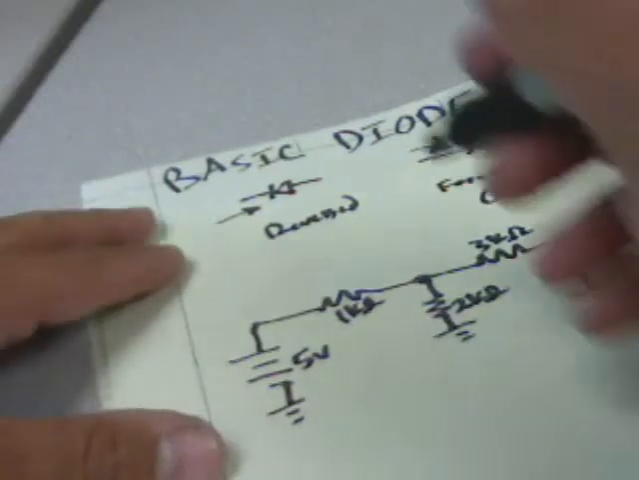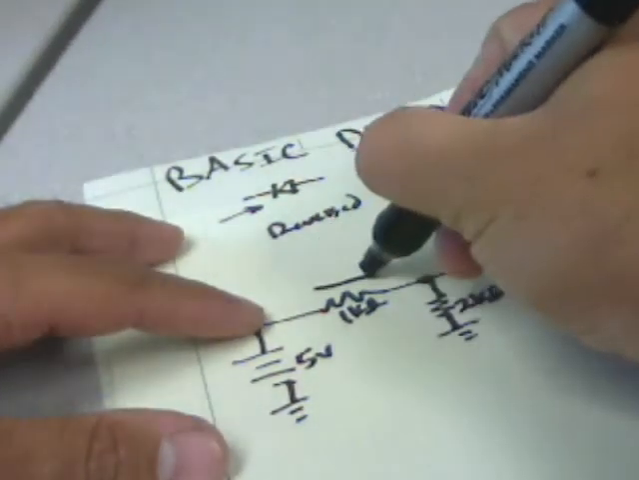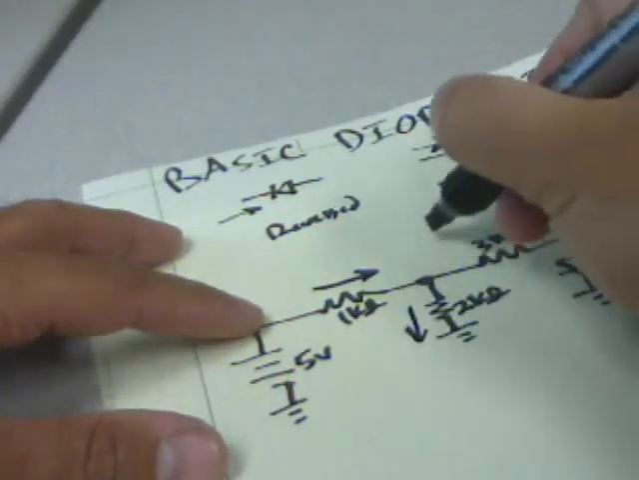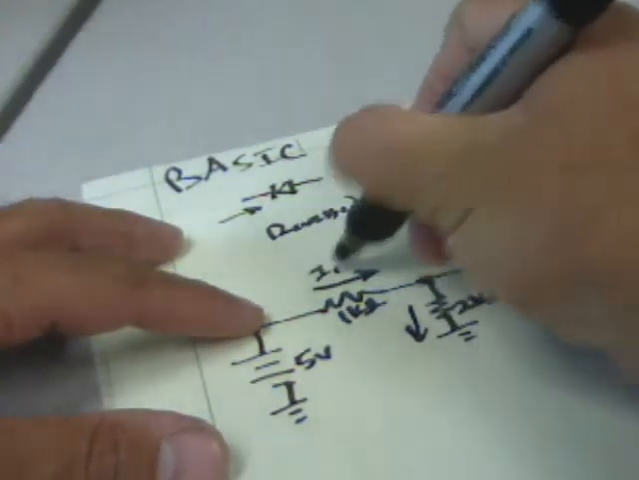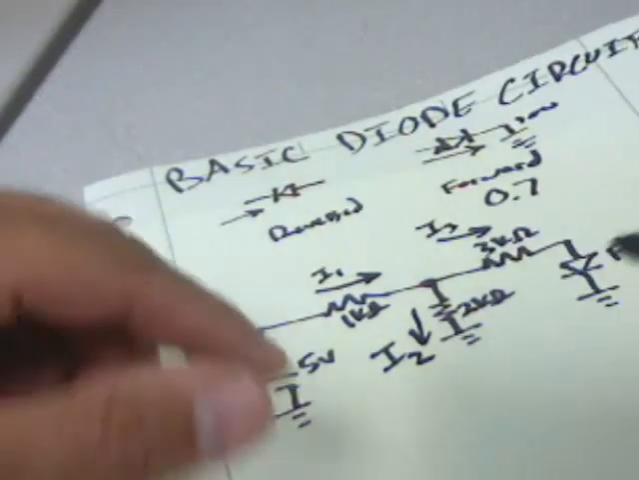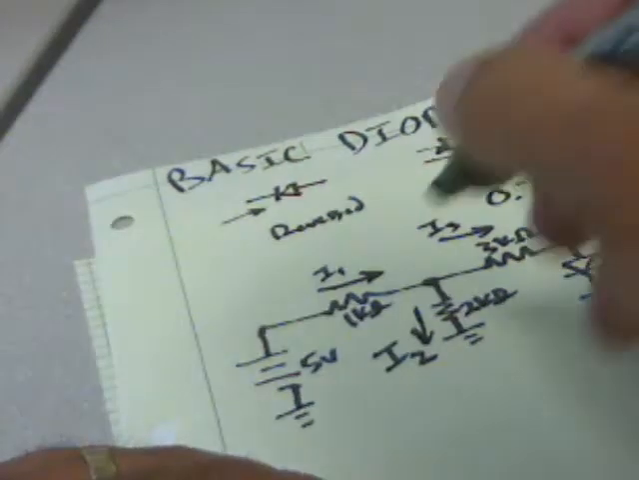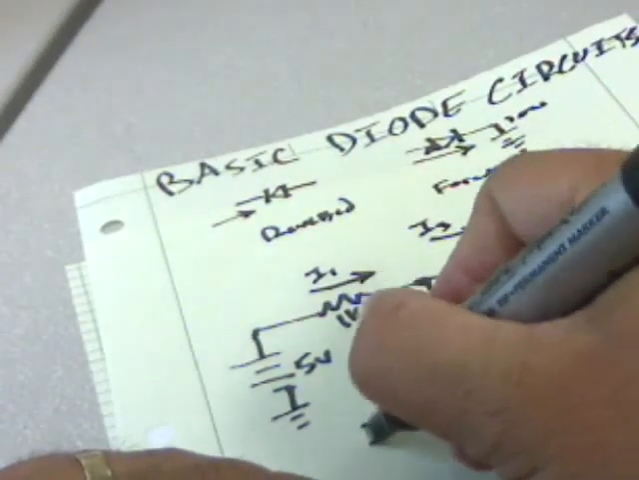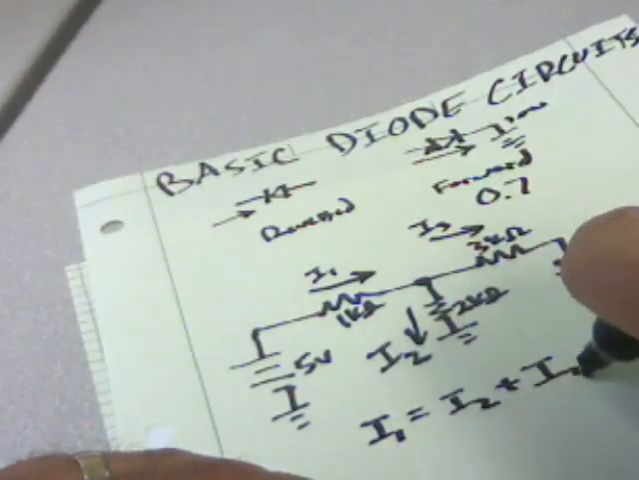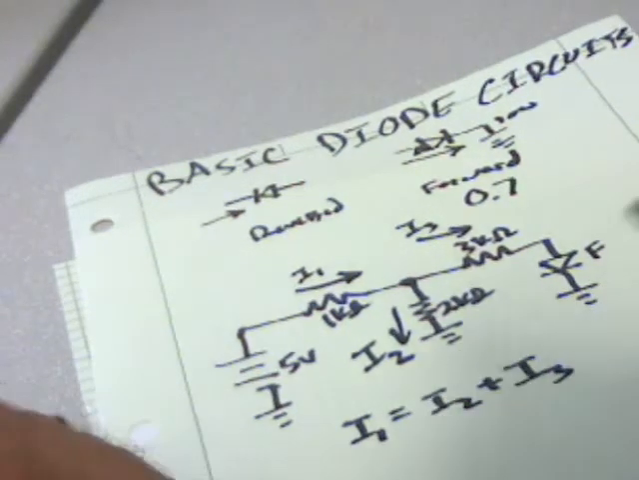So just like any Kirchhoff current law problem using nodal analysis, we're going to label the currents in each branch of the circuit. We'll just call them I1, I2, and I3. And we need to solve for those currents. So let's do that. We say I1 is equal to I2 plus I3. That's just Kirchhoff's current law. The currents into the node is equal to the currents leaving the node.